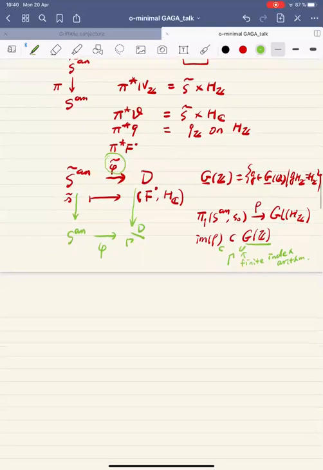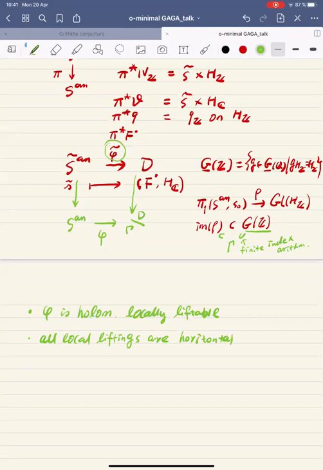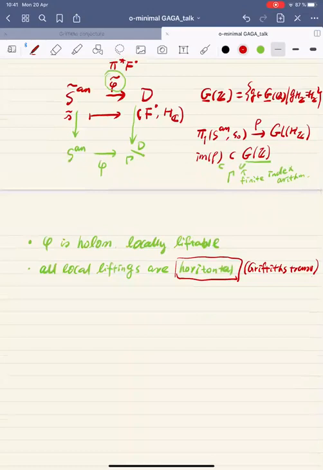Okay. And the property of this map is that it is holomorphic, and the period map construction is locally liftable. And the Grothendieck transversality, if we translate it to this map, means that this map phi is horizontal, which means that all local liftings are horizontal. This is Grothendieck transversality. I mean, a map being horizontal is that we can define the so-called horizontal tangent bundle.